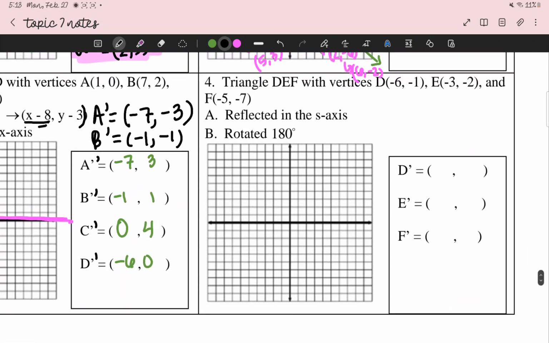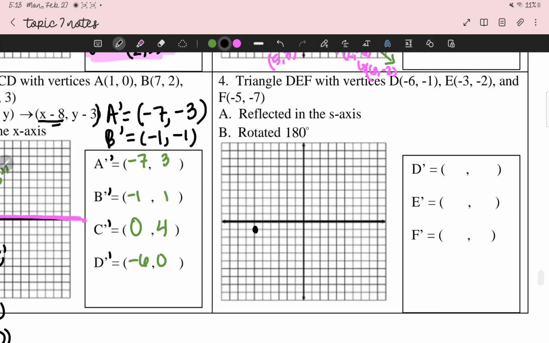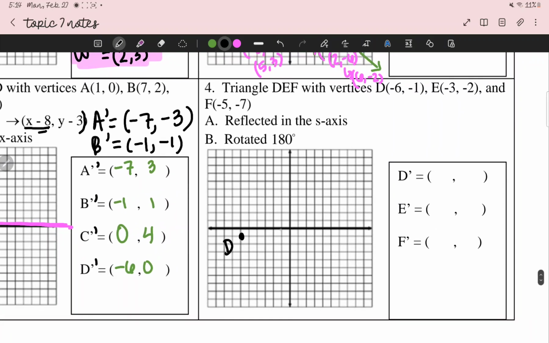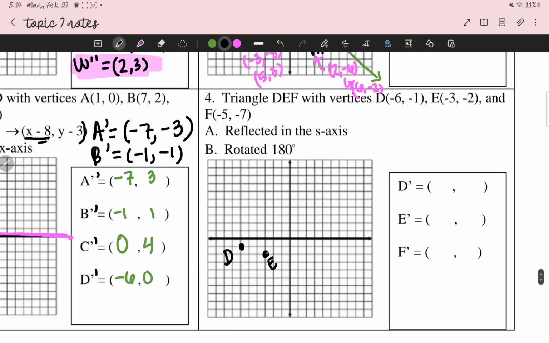All right, the next one is the triangle DEF. It has these vertices. I'm actually going to graph this one because I didn't like that last one, so I'm going to make sure I graph it with you as well. Negative 6, negative 1 is point D. Negative 3, negative 2 is point E. And negative 5, negative 7 is point F. So I've got D to E to F. All right, that's our original.